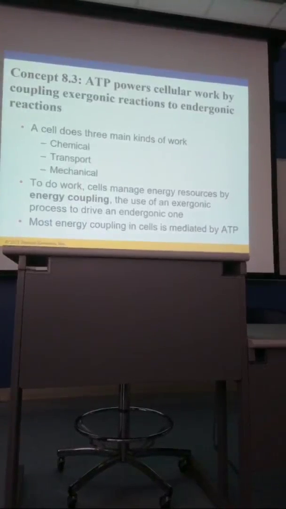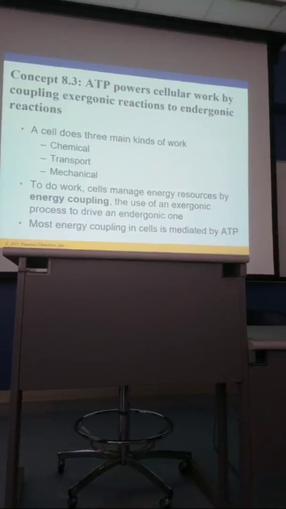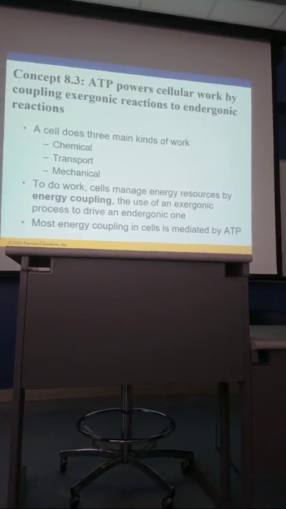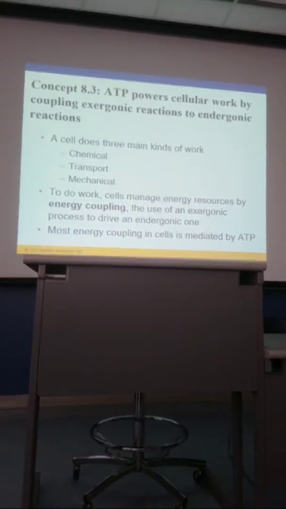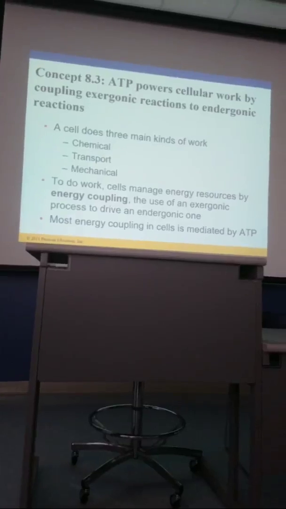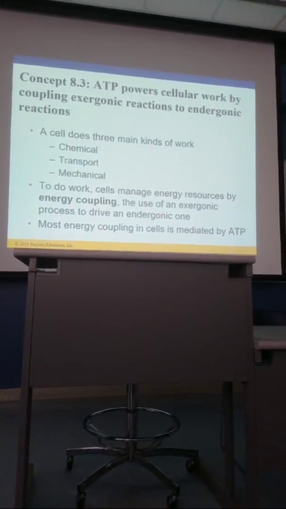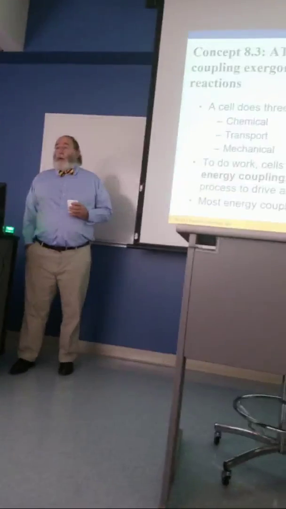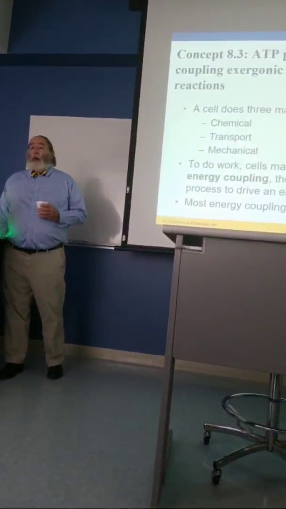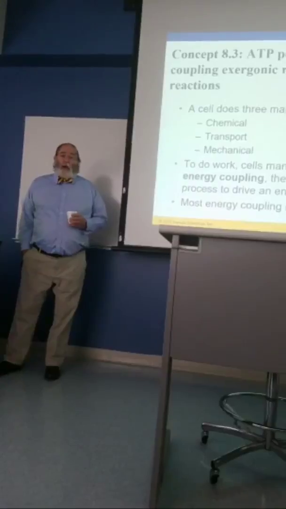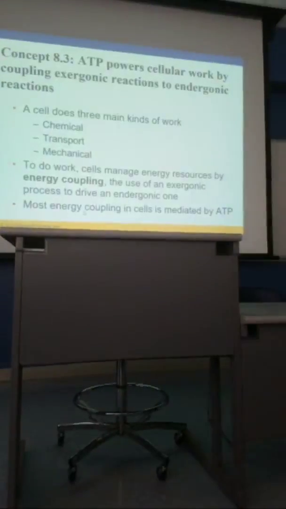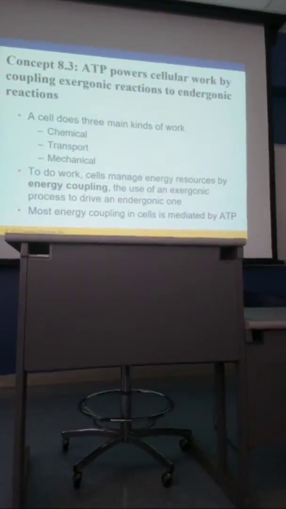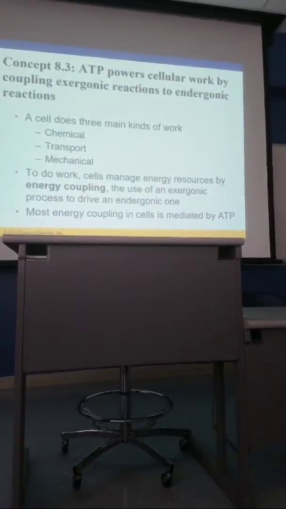To do work, cells manage energy resources by energy coupling, the use of an exergonic process to drive endergonic. A cell needs to use energy, for example, to make protein. To do that, it must have the energy that it gets from an external reaction, such as metabolism or cellular respiration. And notice here, what manages this energy coupling is ATP.